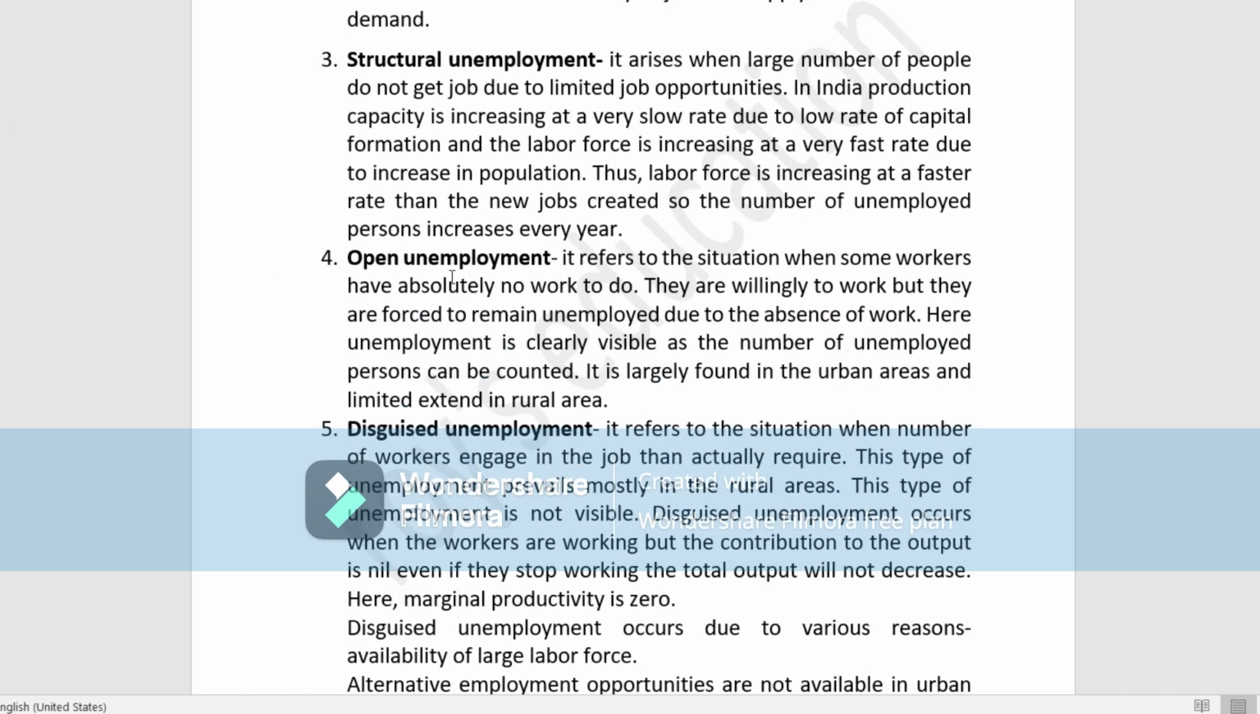Next we move on to the next type of unemployment, that is open unemployment. What is open unemployment? It refers to a situation when some workers have absolutely no work to do, but they are willing to work. They are forced to remain unemployed due to the absence of work. Here unemployment is clearly visible as a number of unemployed persons. You can count the number of people who are unemployed. This type of open unemployment is largely found in urban areas and to a limited extent in rural areas.